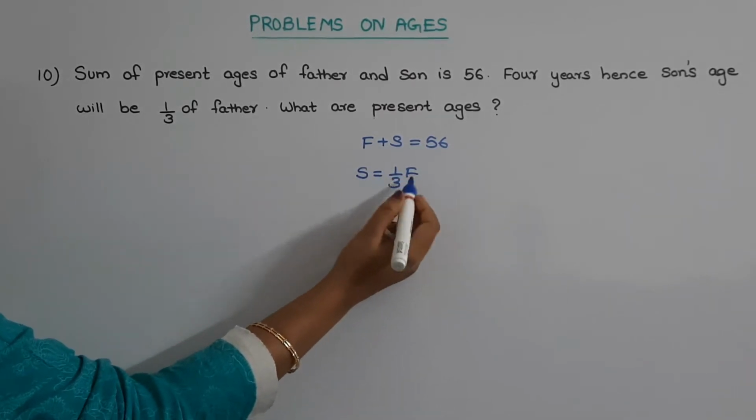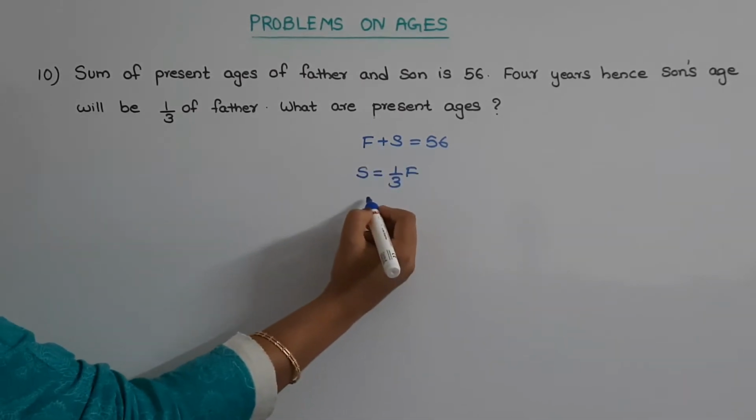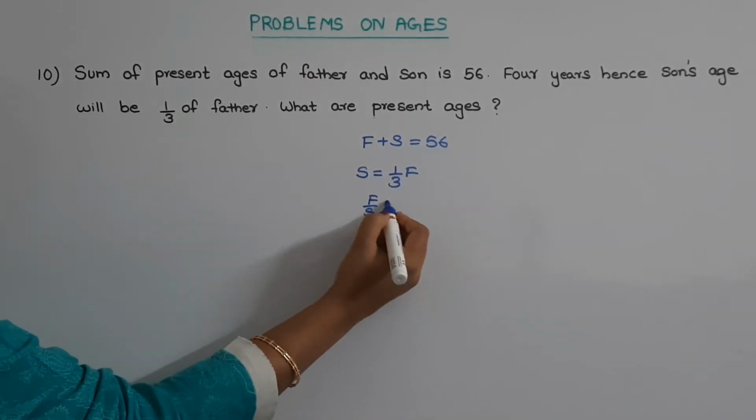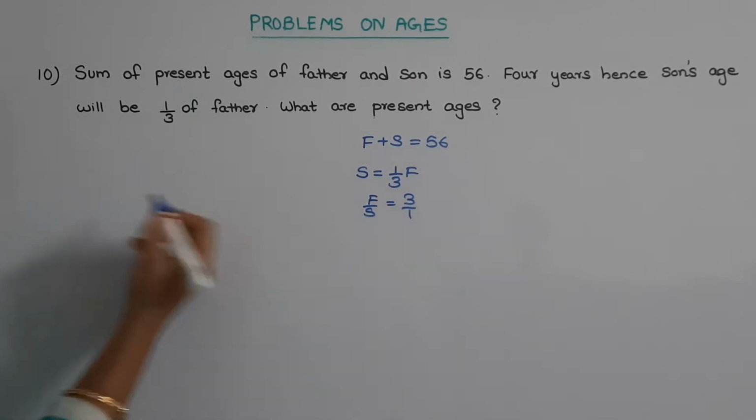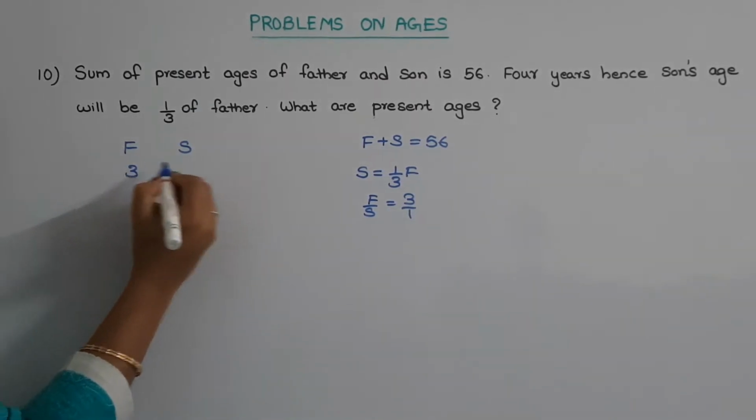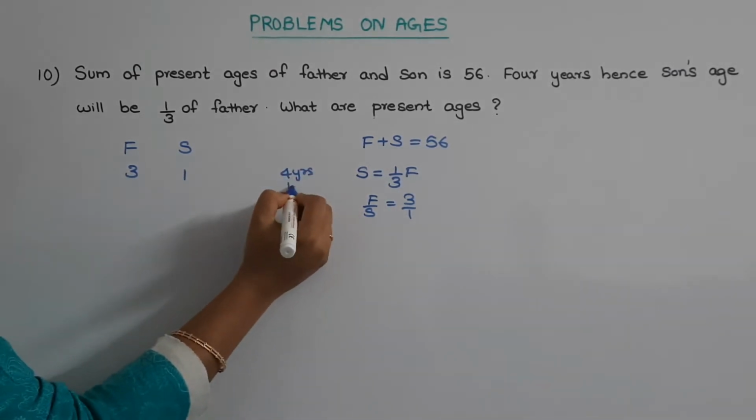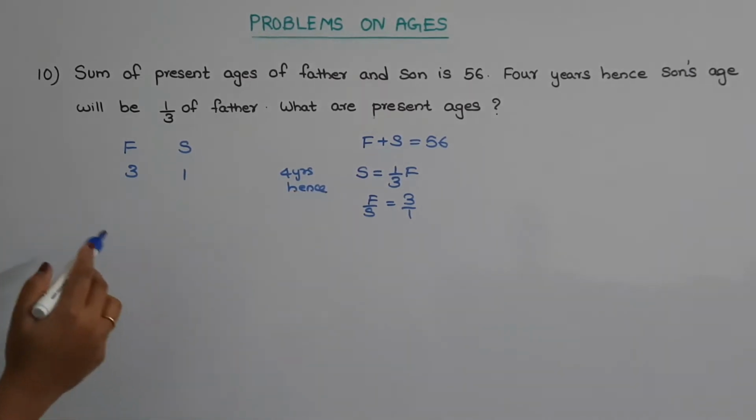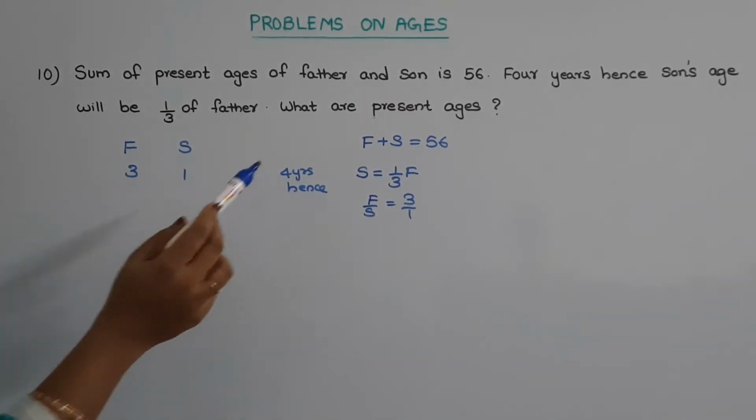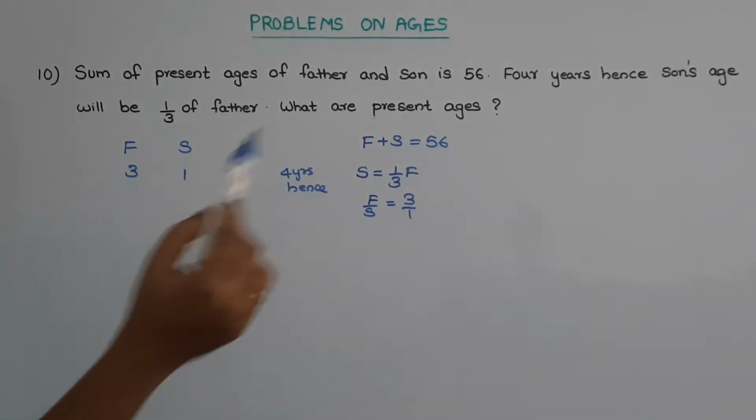So from this we can find the ratio of the ages of father and son after 4 years. F by S is equal to 3 by 1. Hence the ratio of the ages of father and son 4 years later will be 3:1. Since we have the ratio of their ages after 4 years, we need to also find out the sum of their ages after 4 years.